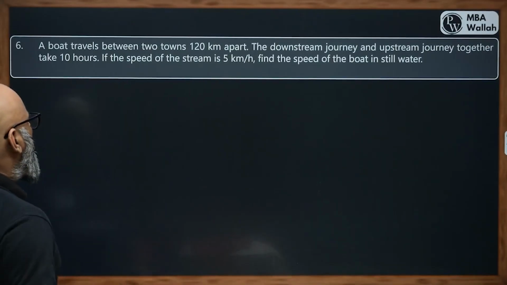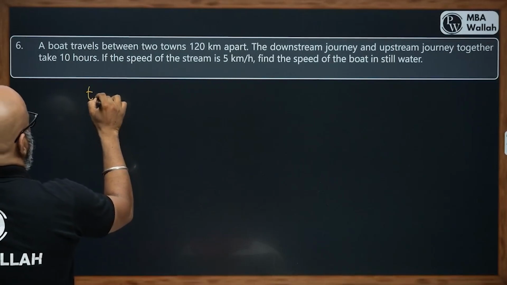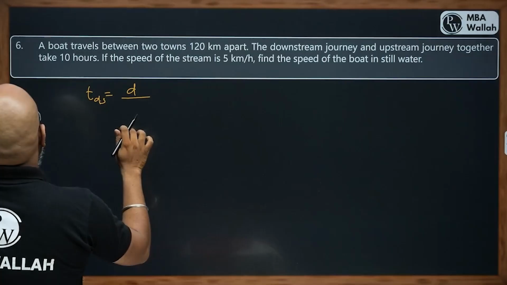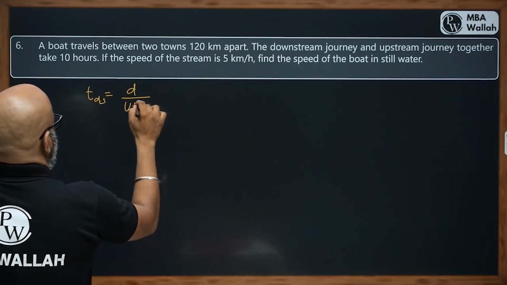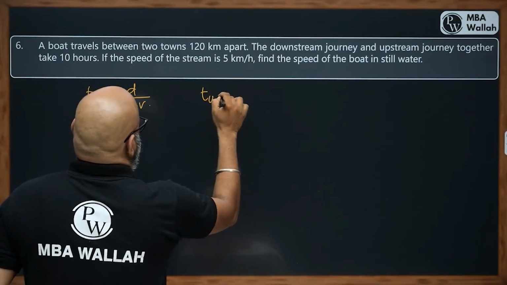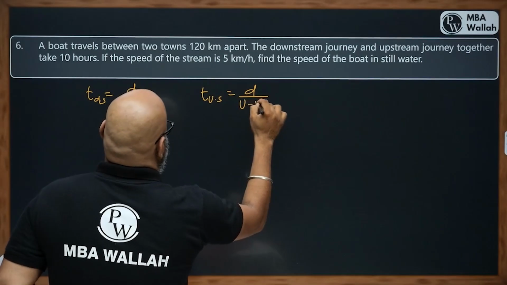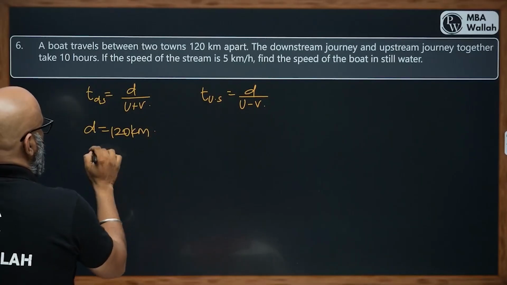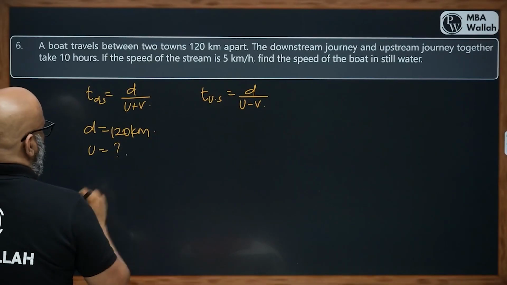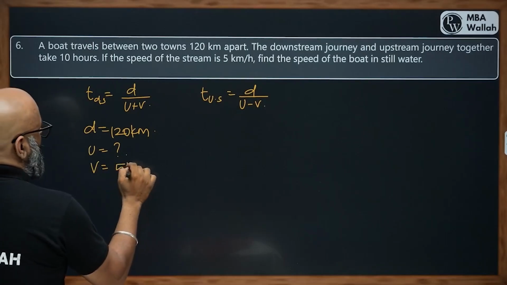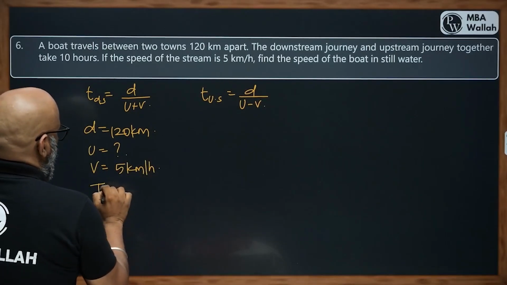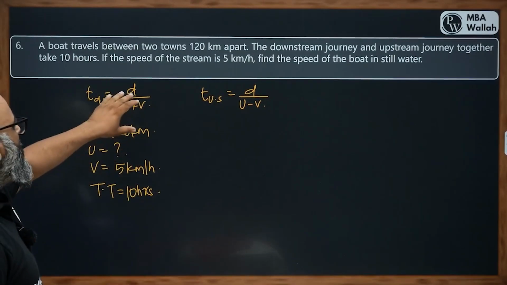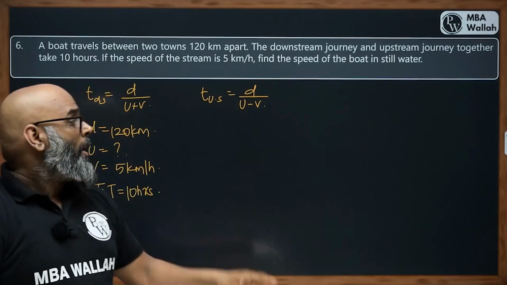So we know that time for downstream is equal to d divided by u plus v. Time taken for upstream is equal to d divided by u minus v. We know distance is equal to 120 kilometers. Speed of the boat is not given. Speed of the stream is given as 5 kilometers per hour. Total time is given as 10 hours. So let's plug in. Total time is downstream time plus upstream time put together is 10 hours.